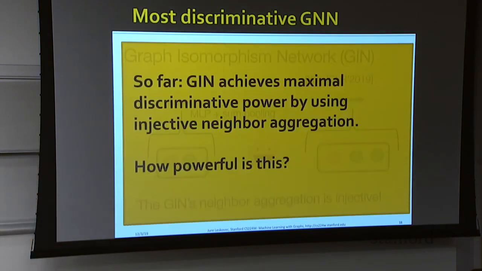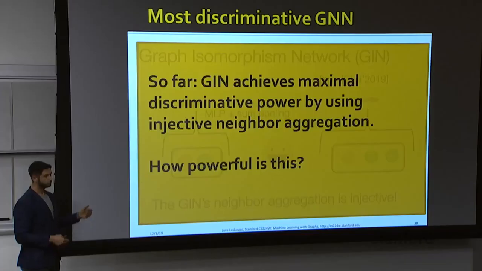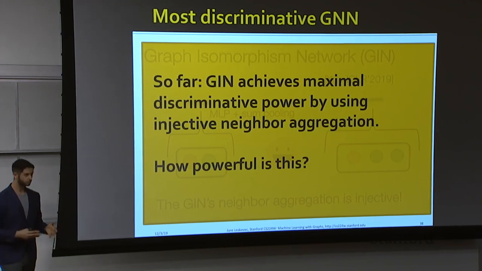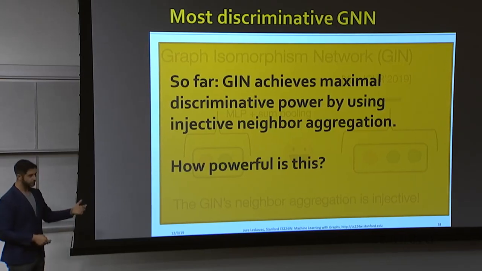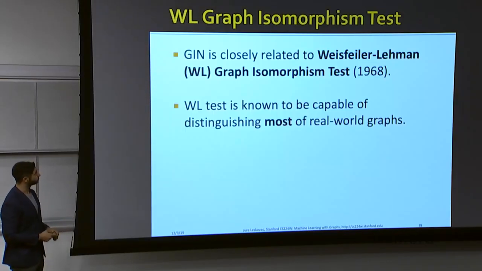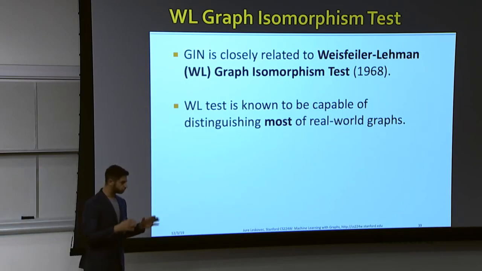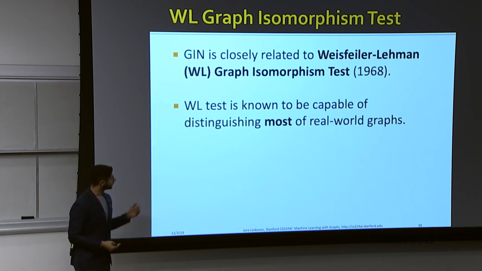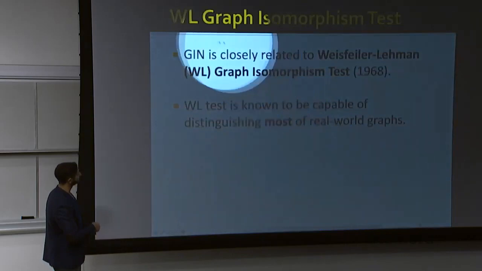So what we've seen is that GIN allows us to achieve maximal discriminative power by using this injective neighbor aggregation, but how powerful is this? I'm going to be showing you some experiments, and also a mapping to a graph isomorphism test to convince you that this is much more powerful than what we were talking about before. GIN has been conceived as very closely related to the Weisfeiler-Lehman graph isomorphism test, which we're going to be calling the WL test from now on.